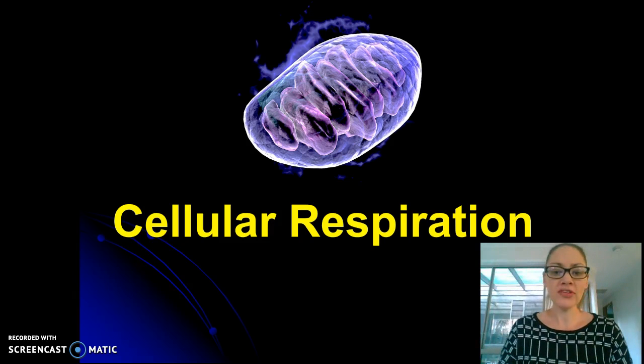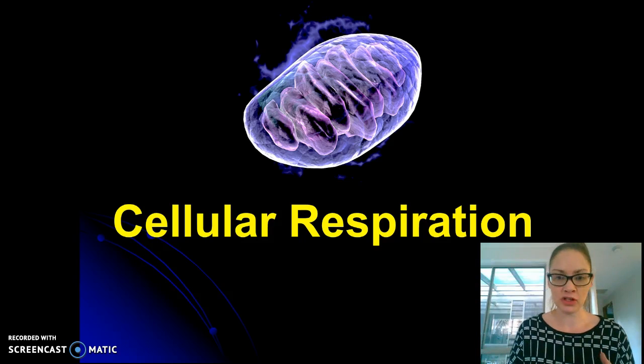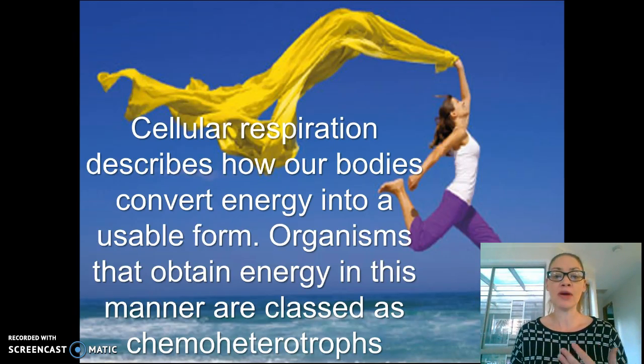So I've got this energy. How do I actually make it? It's done through cellular respiration. Cellular respiration describes how our bodies convert energy into a usable form. If you obtain energy in this way, you are classed as a chemoheterotroph.